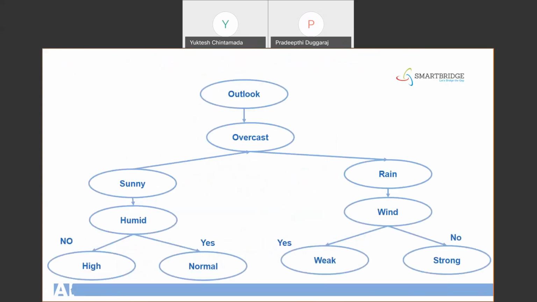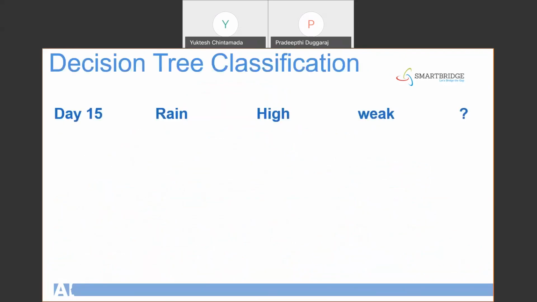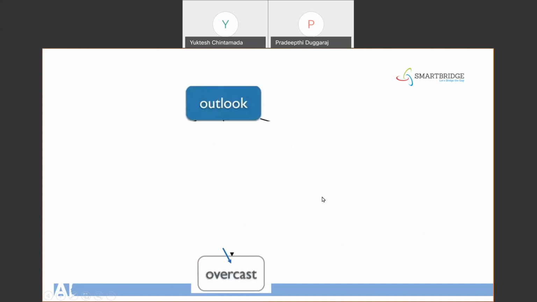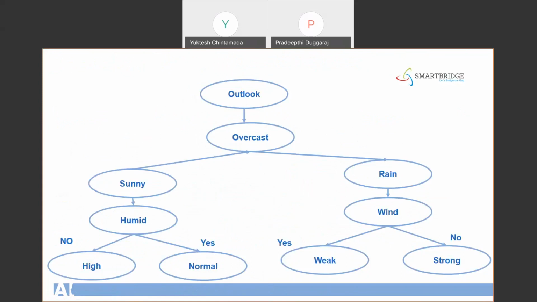Now I have given you the data. What is the data that I have given you? That is the 15th day. It is rainy, humidity is high, and wind is weak. Now, from that data, using this decision tree, tell me whether he will play or not. Outlook is rainy. So it goes to this node.